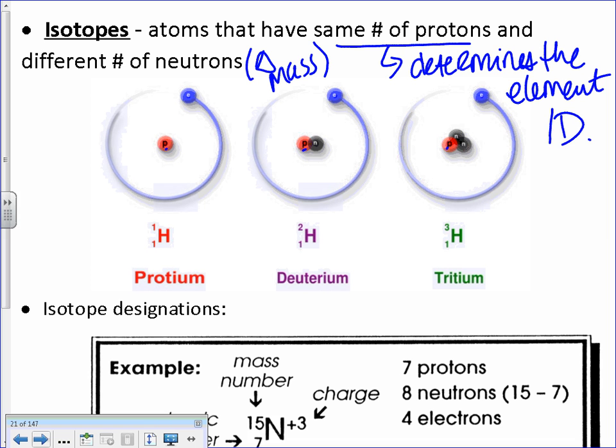Number of neutrons. You probably can't see it very well. There's an N, and an N there. So there are 0 neutrons over here, 1 proton over here. So what's its mass? 1. Its mass is 1.